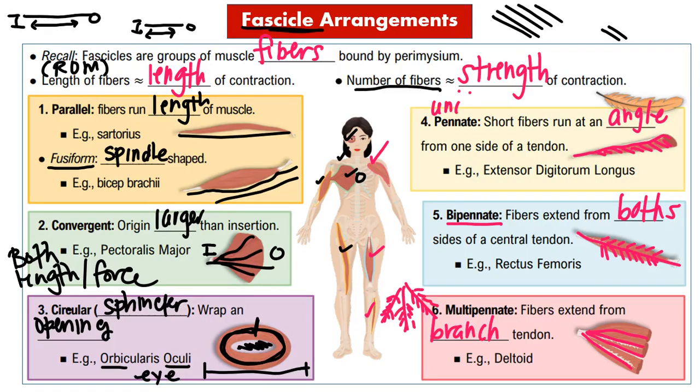And so what we're going to look at is go back to our actual fascicle arrangements. You see that we're talking about length of fibers here and number of fibers here. So that means either you're going to be a part of the number of fibers group, or you're going to be a part of the length of fibers group, or it could be, again, both, if you're talking about convergent, specifically when you're talking about the strength of a contraction, not what it looks like.